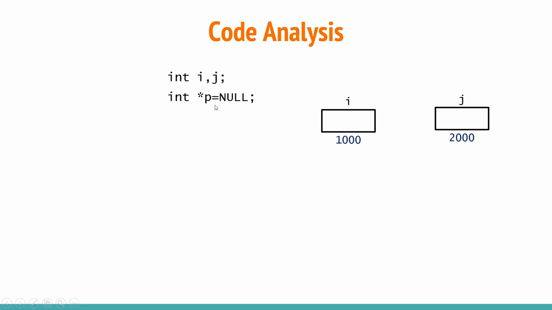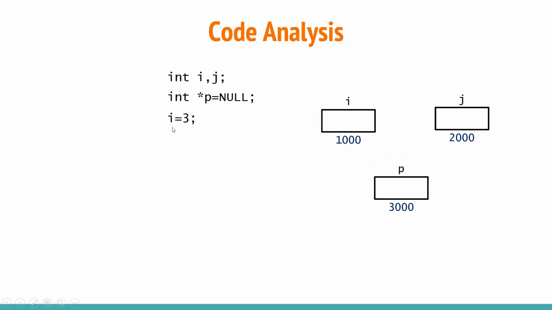Next, I create a pointer variable. I initialize the default value as null. Please note that pointers are initialized with a default value of null. You can also initialize it to 0. So this is represented like this. Let's assume that the variable p, which is a pointer variable, has been allocated the memory 3000.